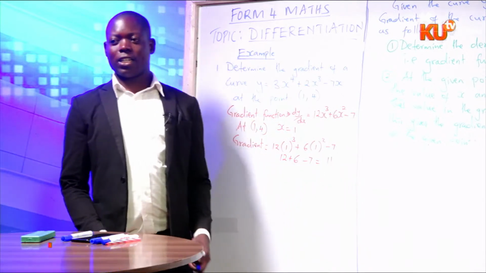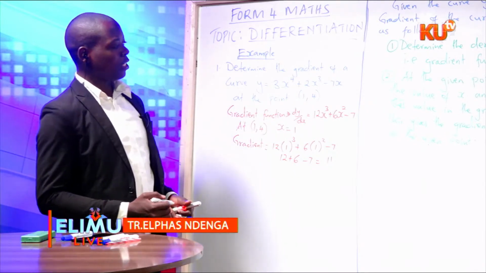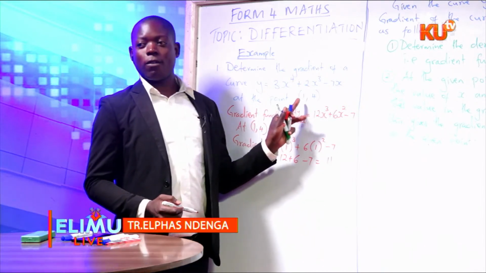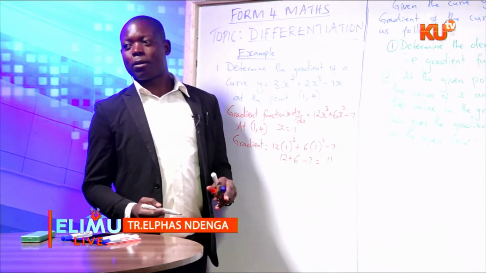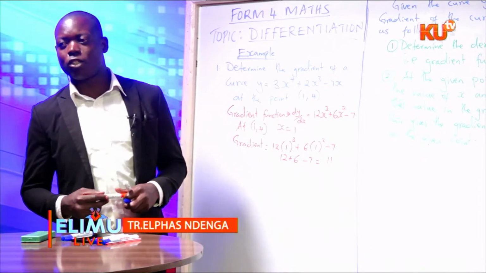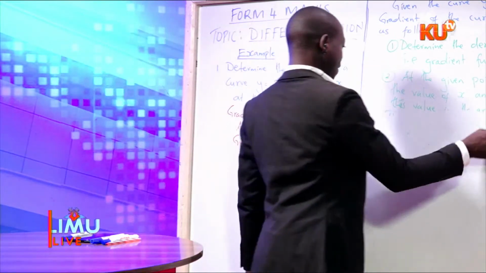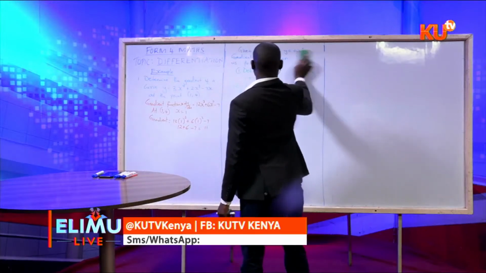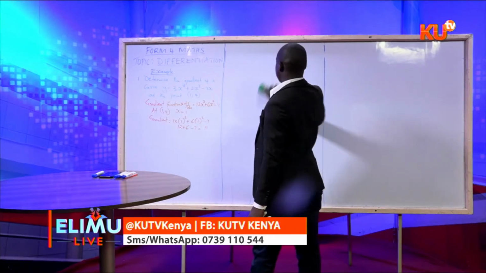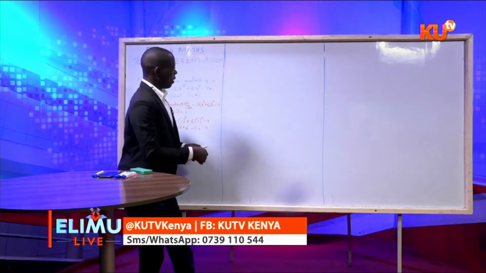Therefore, the gradient of the curve y is equal to 3x power 4 plus 2x cubed minus 7x at the point 1, 4 is 11, because it can change depending on the point that you are making reference to. That is question number 1. We've determined the gradient of the curve y equal to 3x power 4 plus 2x cubed less 7x at the point 1, 4.